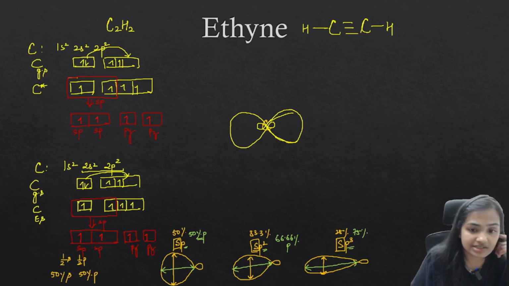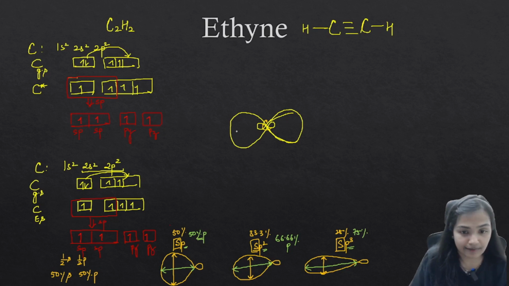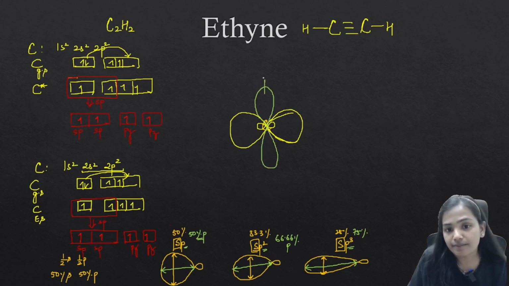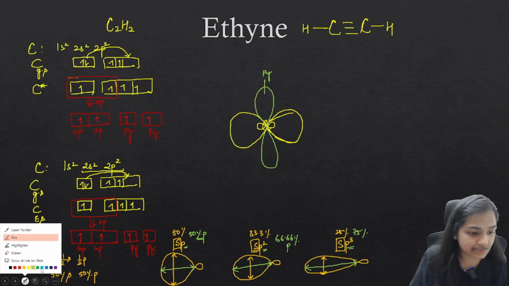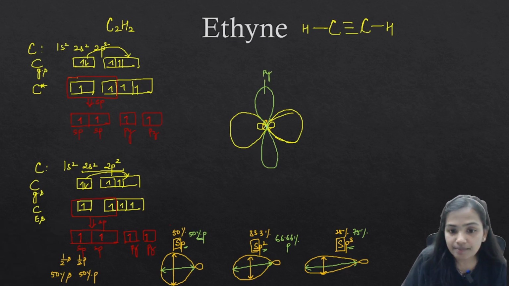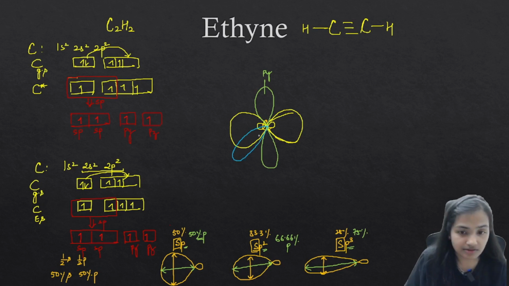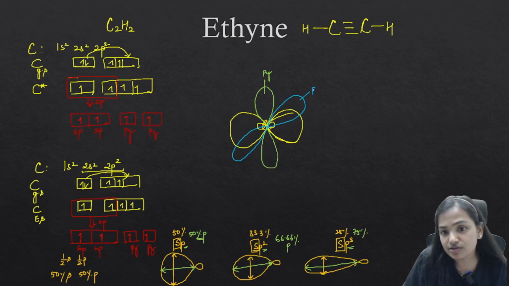Now here you can see how many p orbitals we have? We have py and pz. So let's say this is my pure p orbital. This is your py orbital, and this is your pz orbital. This is the pure p orbital. They will have the same kind of lobe. So this is your pz orbital.